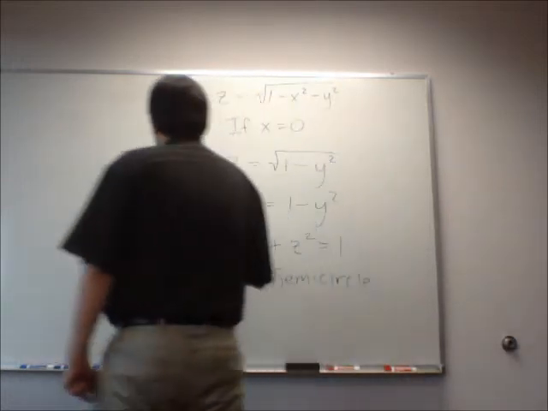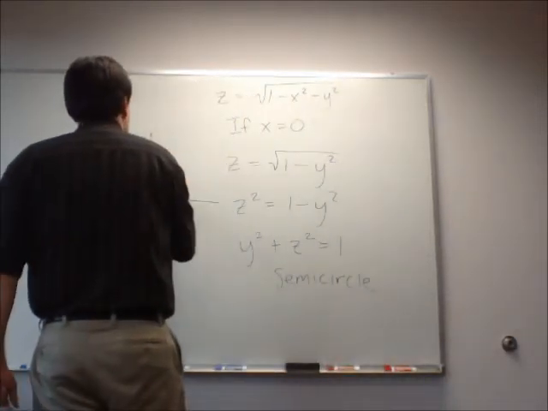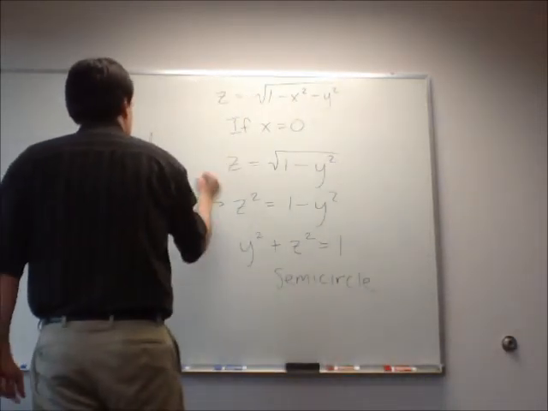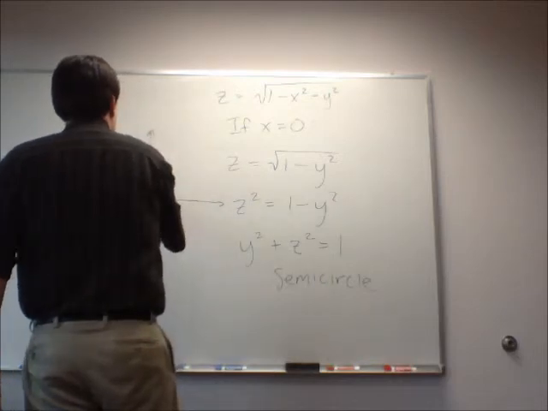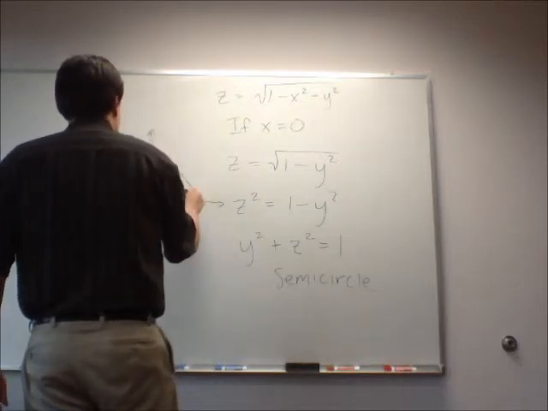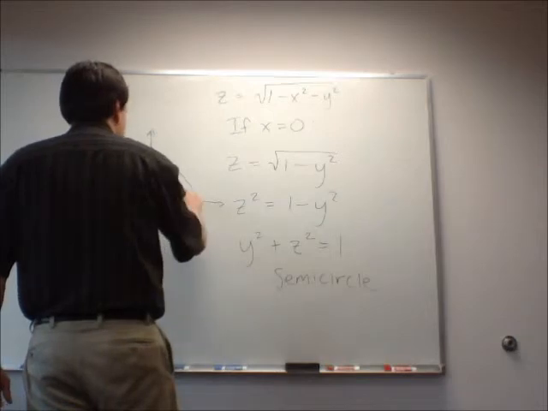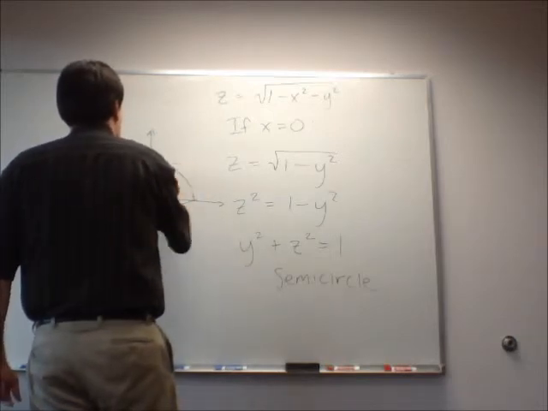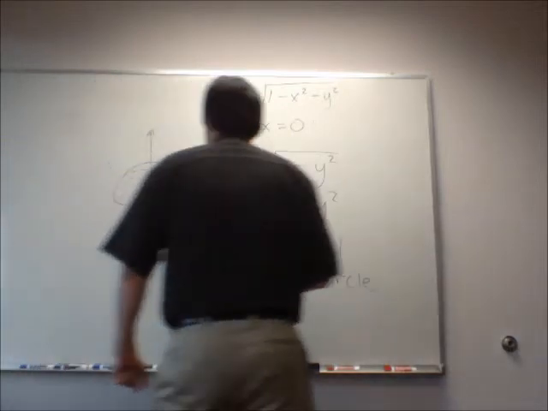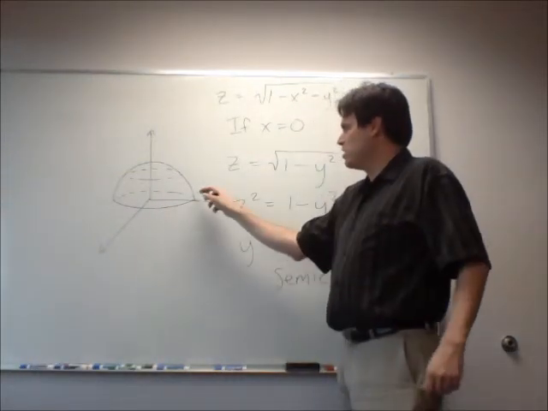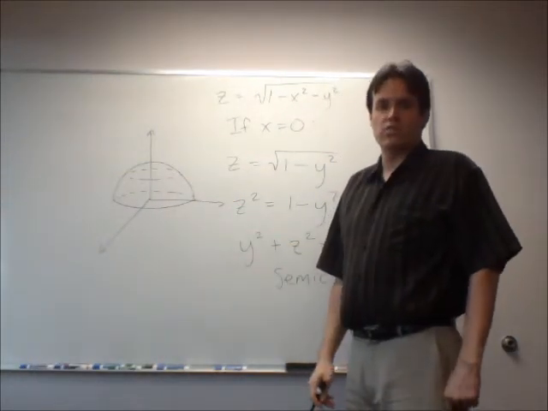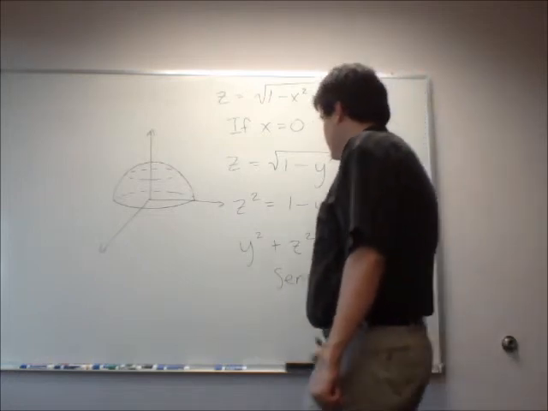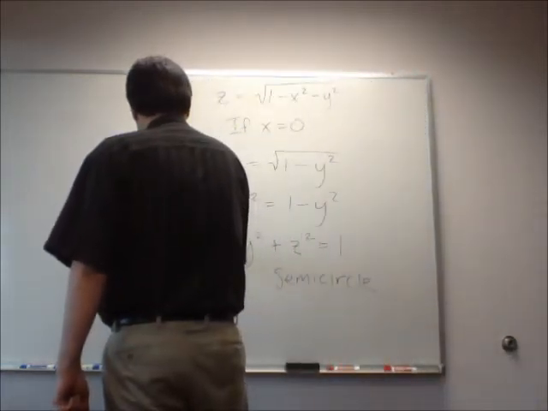So if I try drawing my graph in 3D, I'm going to get the upper half semicircle of radius 1. And then all of my contours are going to be circles. So all my horizontal cross sections are circular. So I should get a hemisphere. It should be a little bit more vertical at the bottom than the way I drew it, but that's okay. So this is a hemisphere.